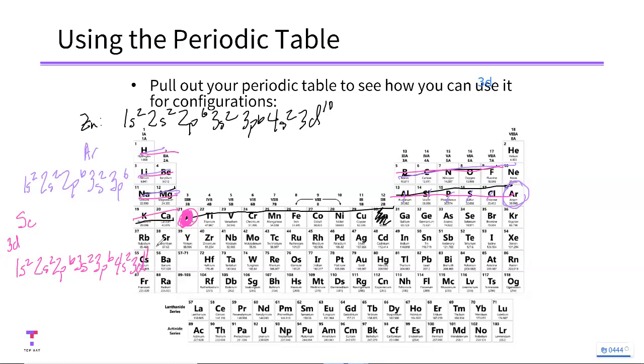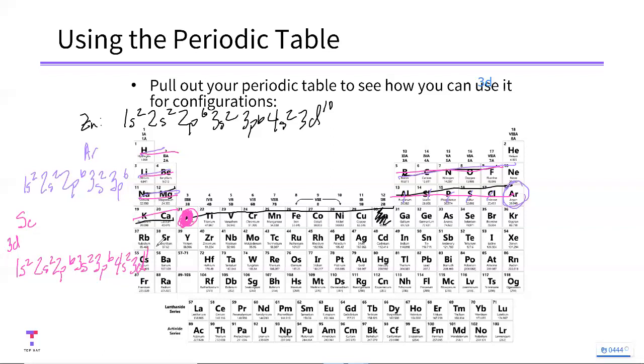So when we're doing complete configurations, that's really all that we're doing. We start at the top, 1s2, and we just keep going down the periodic table until we get to the element that we're interested in. And then when we get to that block, we count the number of elements till we get to the element that we're interested in. And that becomes the last part of our configuration.